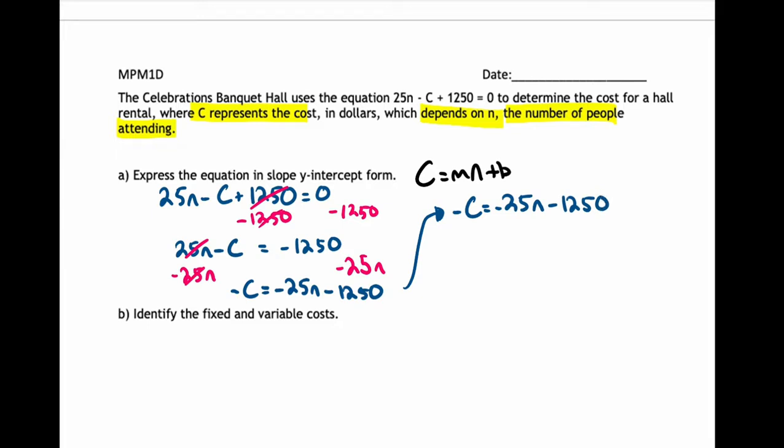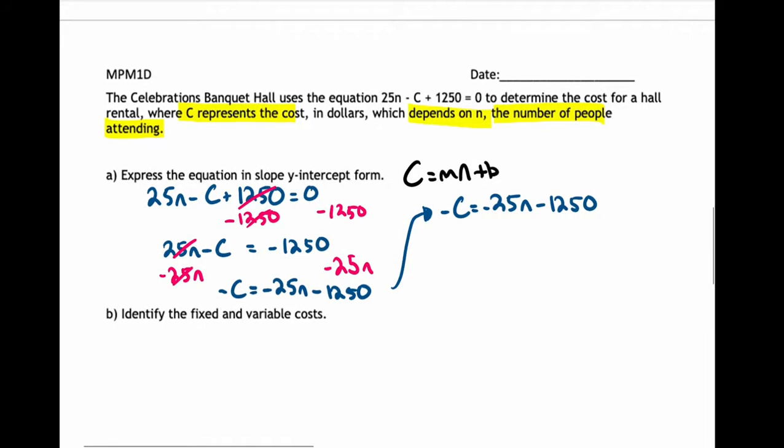So it looks almost in the same form, except again, similar to one of the last examples, I have a negative in front of the c value. I don't want a negative in front of that value. I want it on its own. So in order to get rid of that, I have to divide everything by negative 1, or I'm dividing it by the number in front of c, which in this case is negative 1. Cancels out on one side, and I'm left with c equals 25n plus 1250.